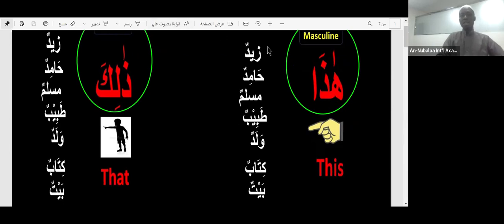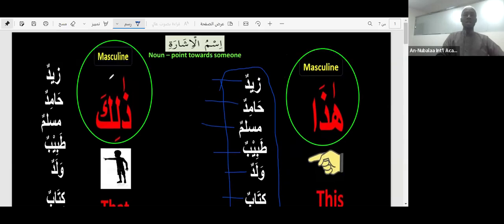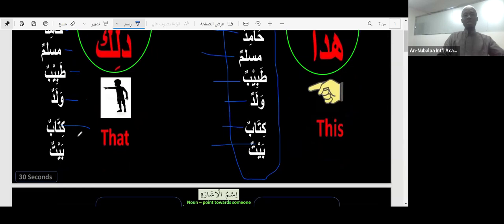So you can notice that all the examples given here are masculine. Zaidun, Hamid, names, proper nouns. We have Muslimun, Tabibun, Waladun, Kitabun, and Baytun. And when you are pointing towards a far masculine as well, you use dhalika: dhalika Zaidun, dhalika Hamidun, dhalika Muslimun, dhalika Tabibun, dhalika Waladun, dhalika Kitabun, dhalika Baytun. That is a house.